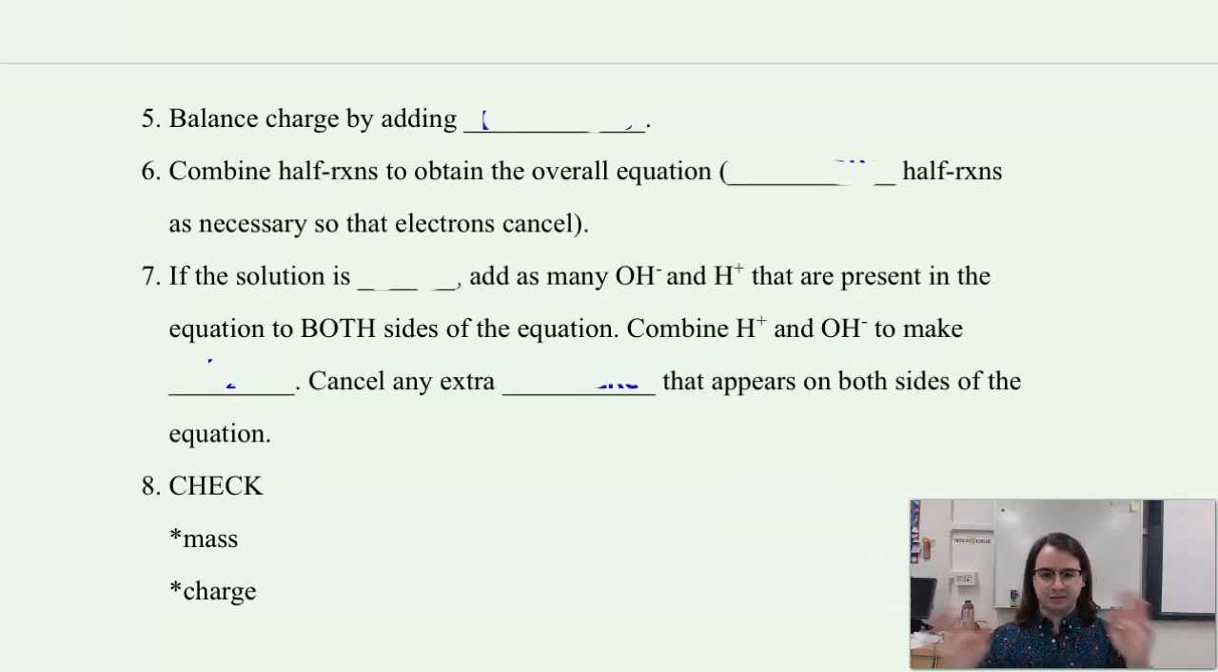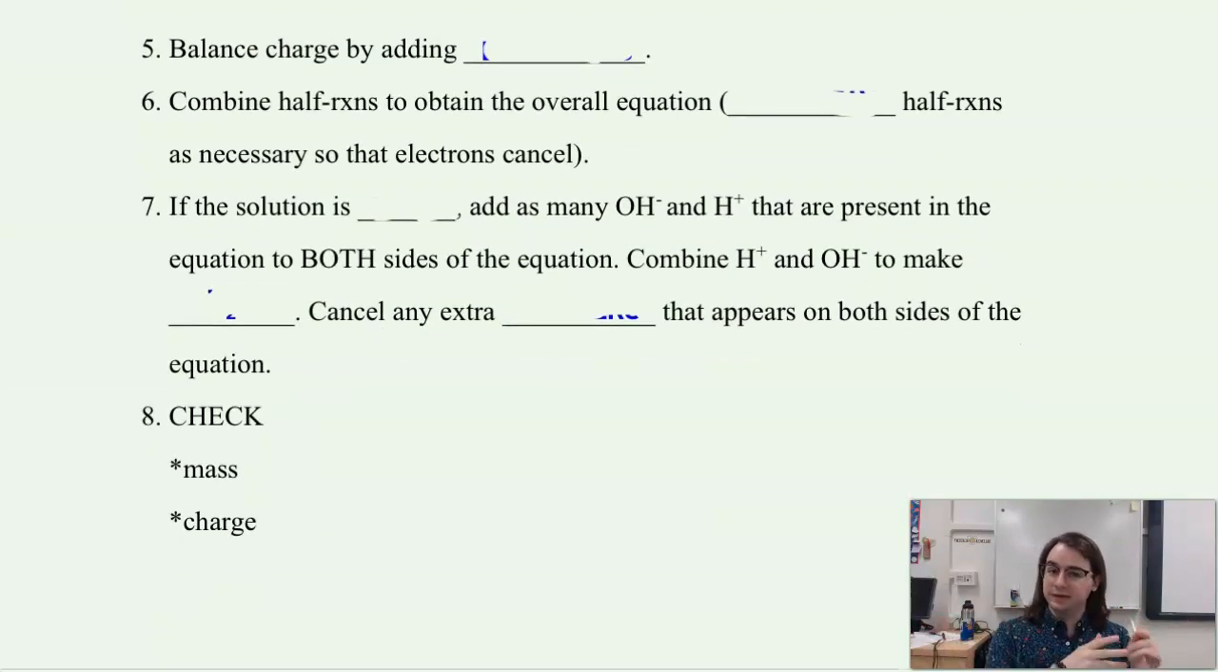After we do all this, we throw the water on it, we throw the H plus on it, then we go back and we add electrons. We add electrons in order to balance charge. So the H pluses are going to bring in a positive charge.